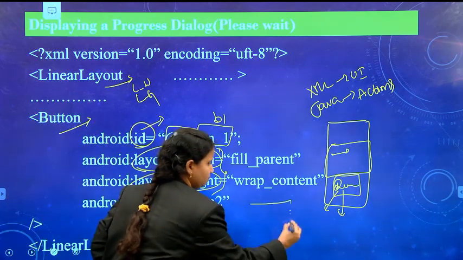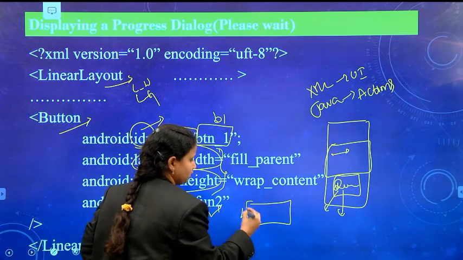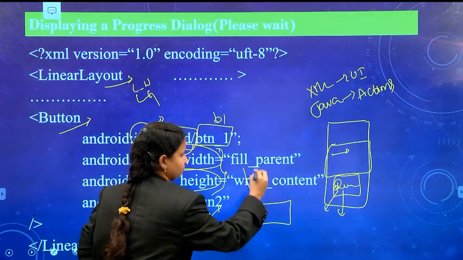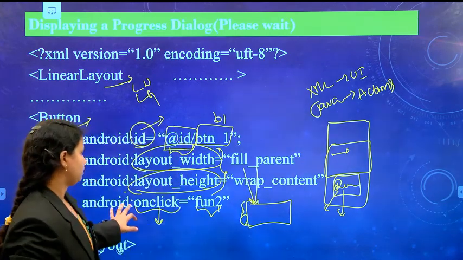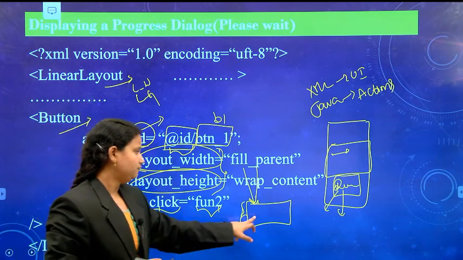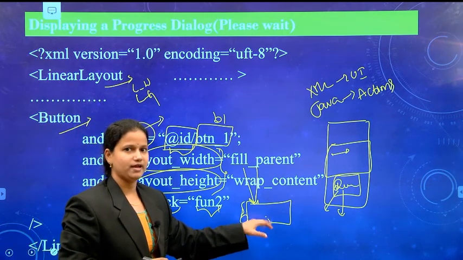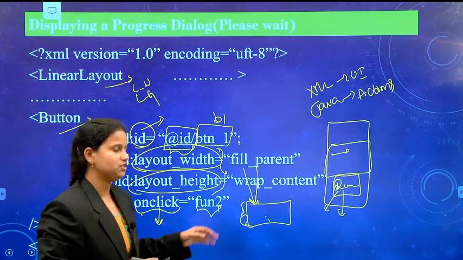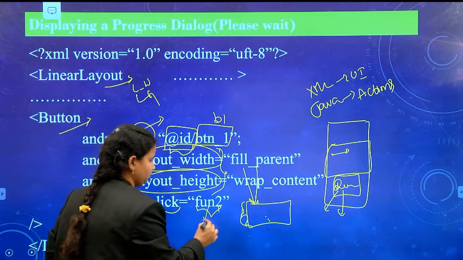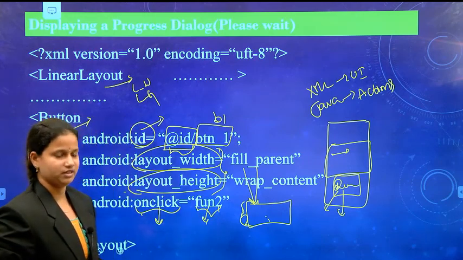So what is the button height and button width? Those two things will be set by using these two properties. And onClick is nothing but whenever you are clicking on the button, what is the action we have to perform? That action-related code will be written in this method.